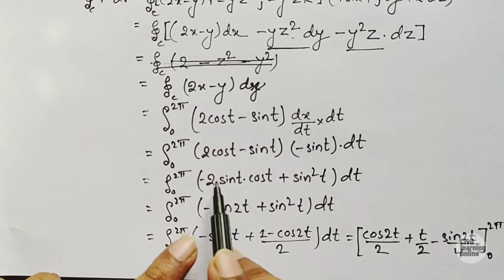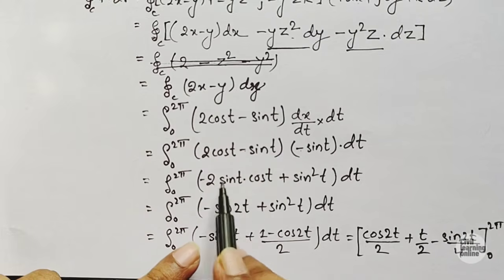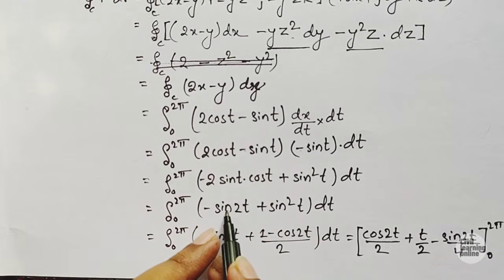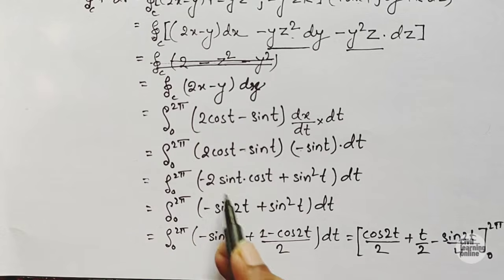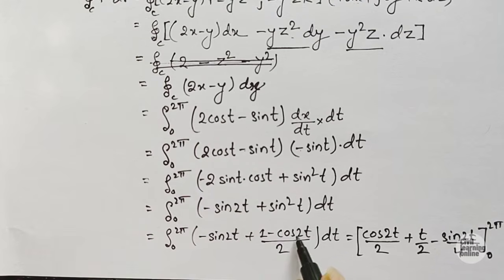Now we have a formula, that is sin 2t equals 2 sin t times cos t. So we have this, and sin square t dt. Now we need to integrate, and before integrating we have to change sin square t to (1 minus cos 2t) by 2. It is also a formula, so we have simply changed sin square t to (1 minus cos 2t) by 2, and now we integrate it.